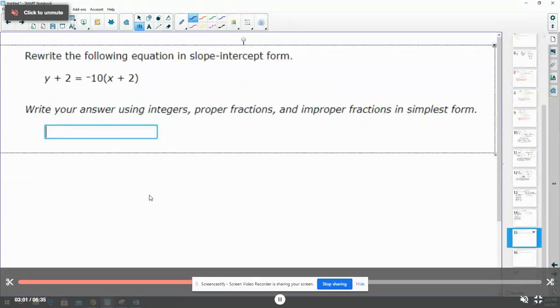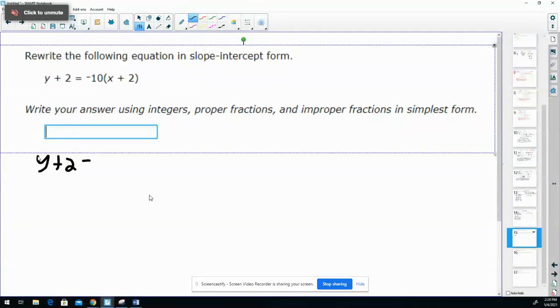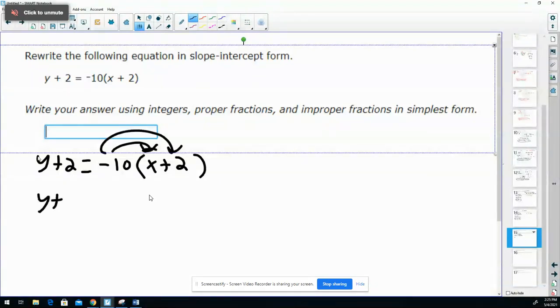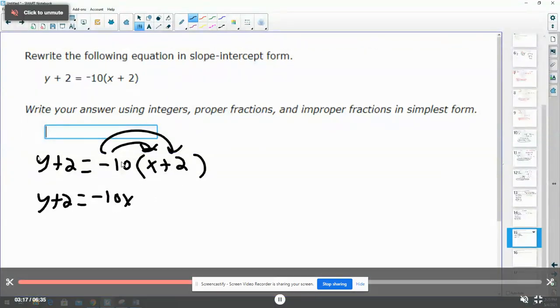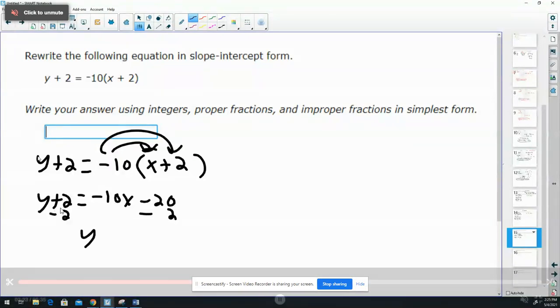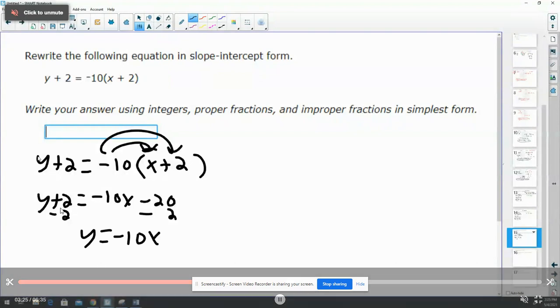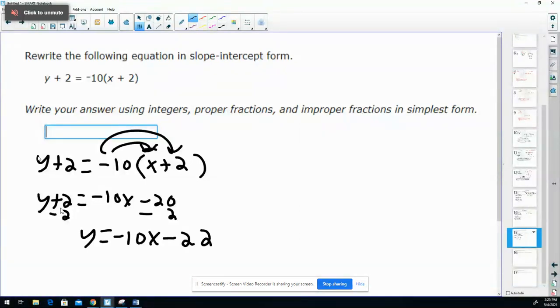All right, the next one, now we have a whole number to distribute, so it's not as bad as compared to the fractions. So we'll distribute that negative 10. So we have negative 10 times x and negative 10 times 2. So we'll have y plus 2 equals negative 10 times x is negative 10x. Negative 10 times 2 is negative 20. We'll subtract 2 from both sides, and we'll get y equals negative 10x minus 22.